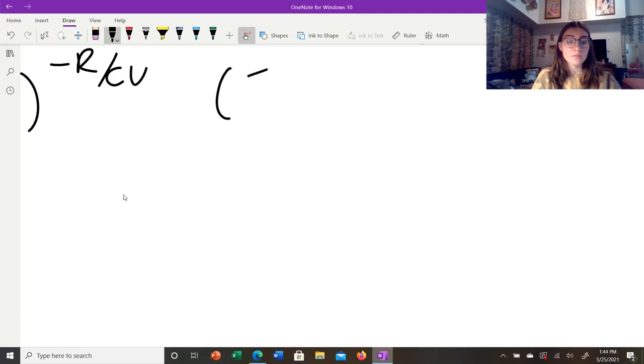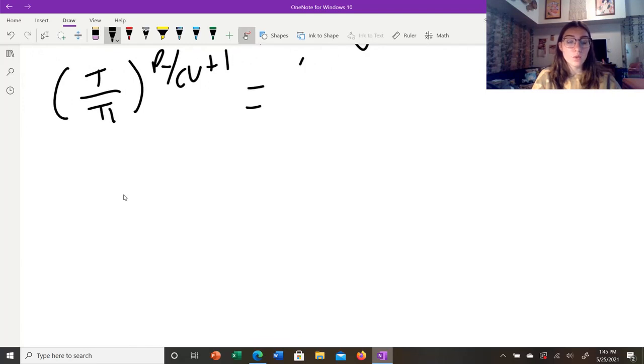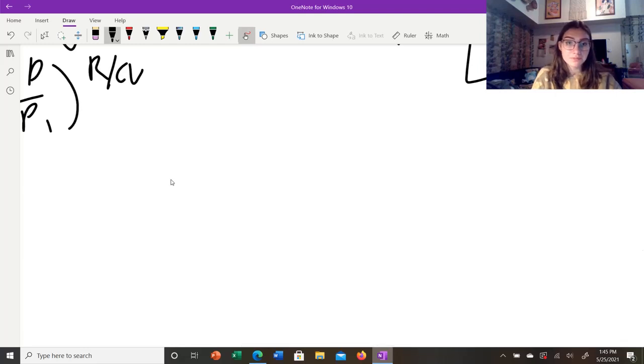So we have T over T1 on both sides, so we're going to get that together. We're going to do T over T1, and then make sure the exponents are the same. So we have R over CV, but now we're adding 1 to it, because we had 2 of them. Same thing, we have P1 over P, and that is to the power of R over CV. And just change the powers to get our T and our T1s together, one on the left and one on the right.